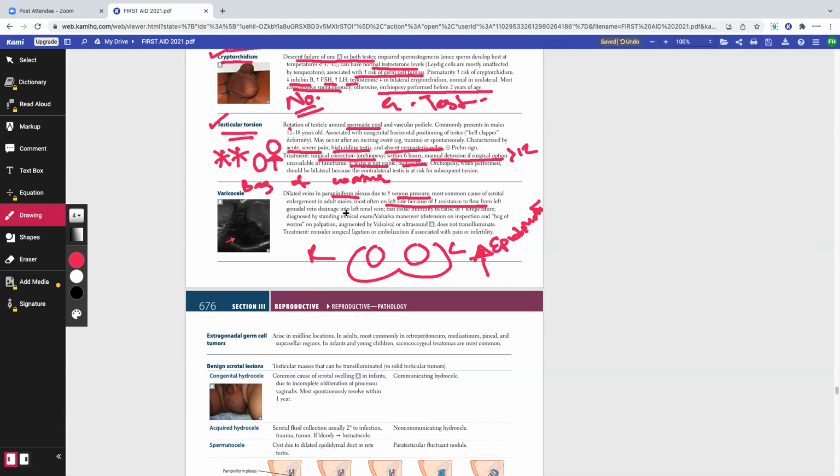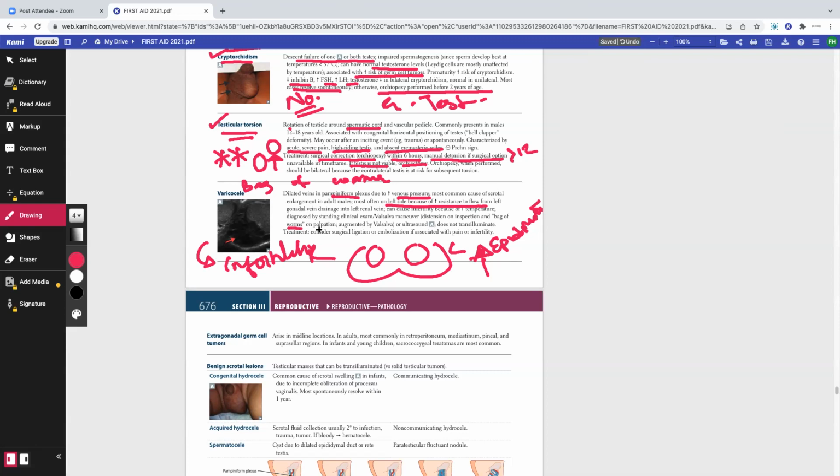This swelling, if you try to decrease it manually, will it go down? Yes or no? First answer, please. The answer is no. Very good. Will the swelling increase with Valsalva maneuver? Yes or no? The answer is yes. Now, if you do not treat the patient, what is the number one complication of varicocele? Infertility. The number one complication of varicocele is infertility.